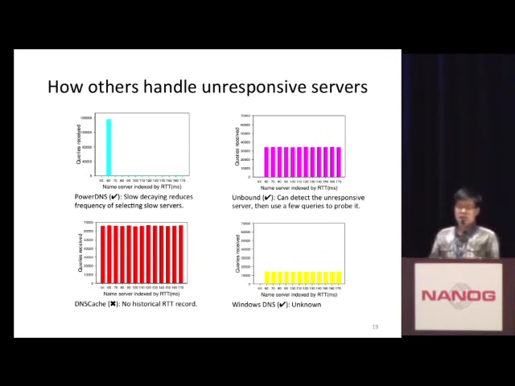And for Unbound, Unbound can detect the unresponsive name server. And once a name server is detected as unresponsive, Unbound uses only a few queries to probe that name server until it comes back. And for DNScache, since DNScache does not measure the round-trip time of the queries, it cannot detect the unresponsive name server. And for Windows DNS, it can detect the unresponsive name server and can avoid sending queries to it.